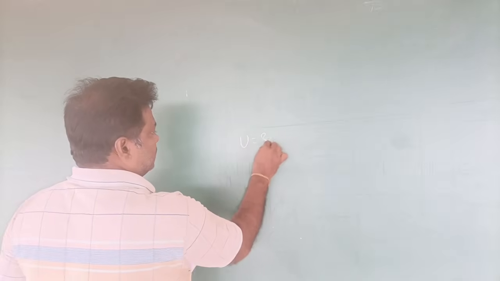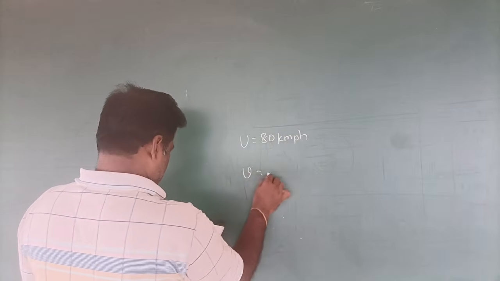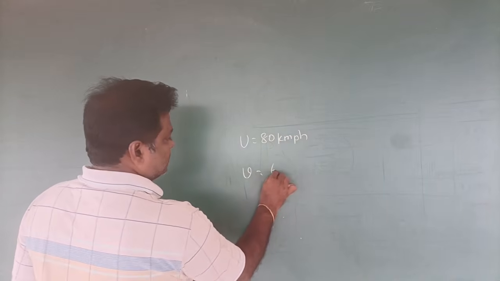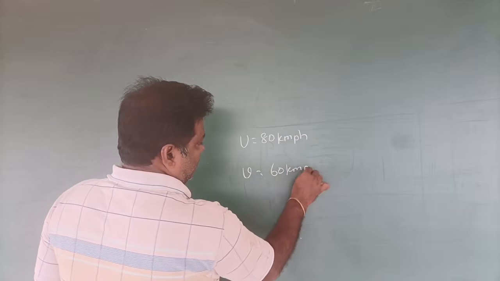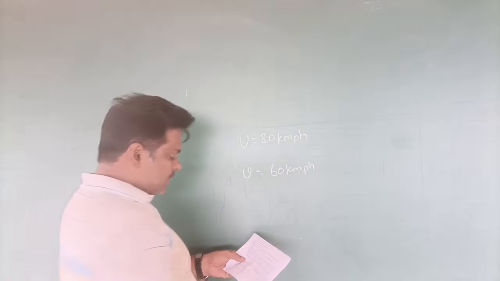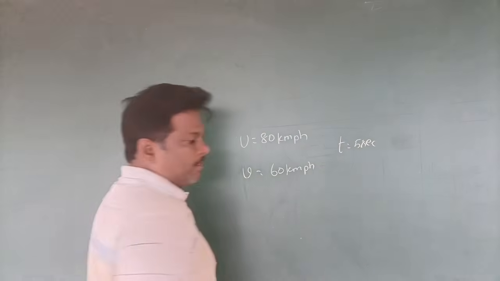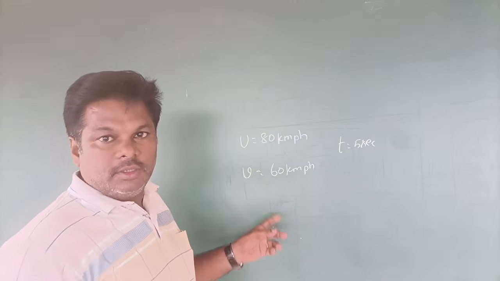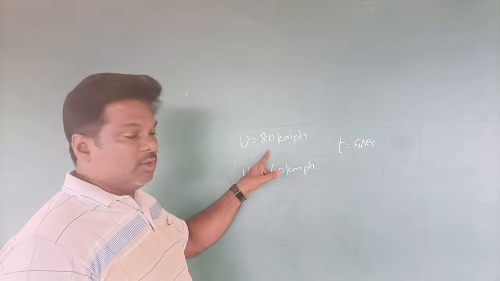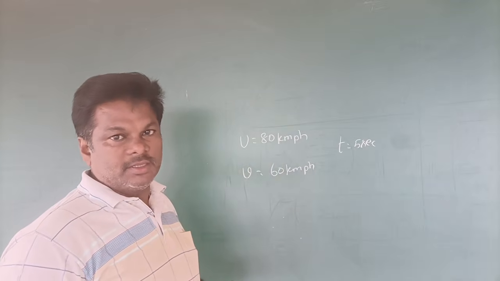U is equal to 80 km per hour. V is equal to how much? 60 kilometer per hour. And up to what seconds? He is asking, T is equal to 5 seconds. So I will tell you, first of all, you need to convert this kilometer per hour into meter per second.